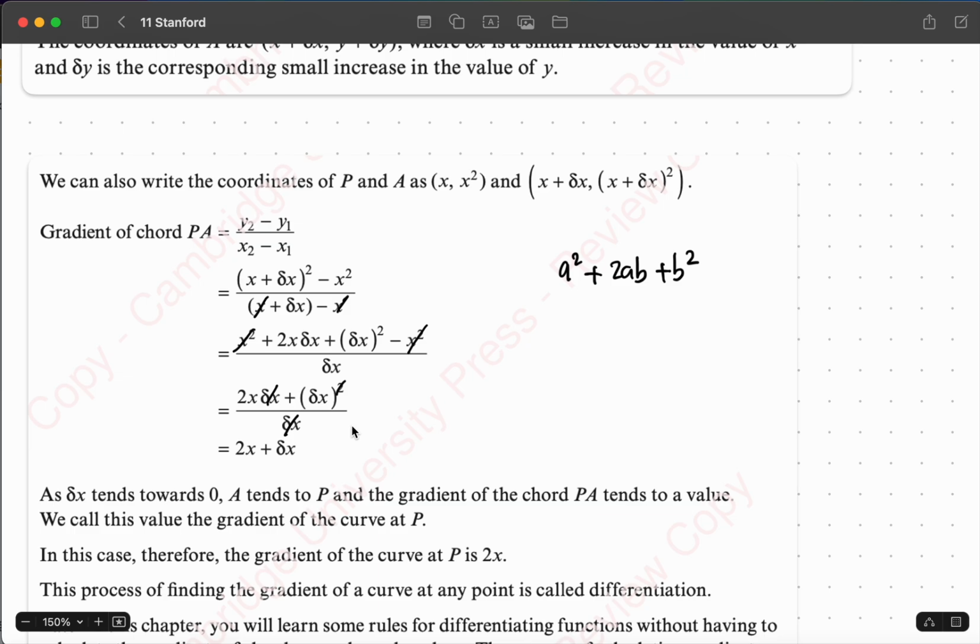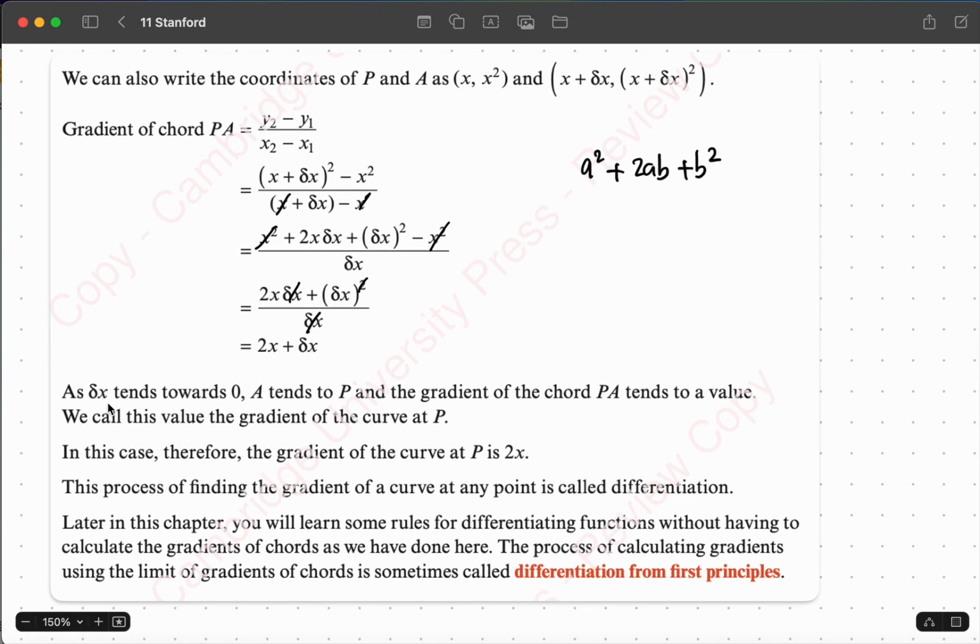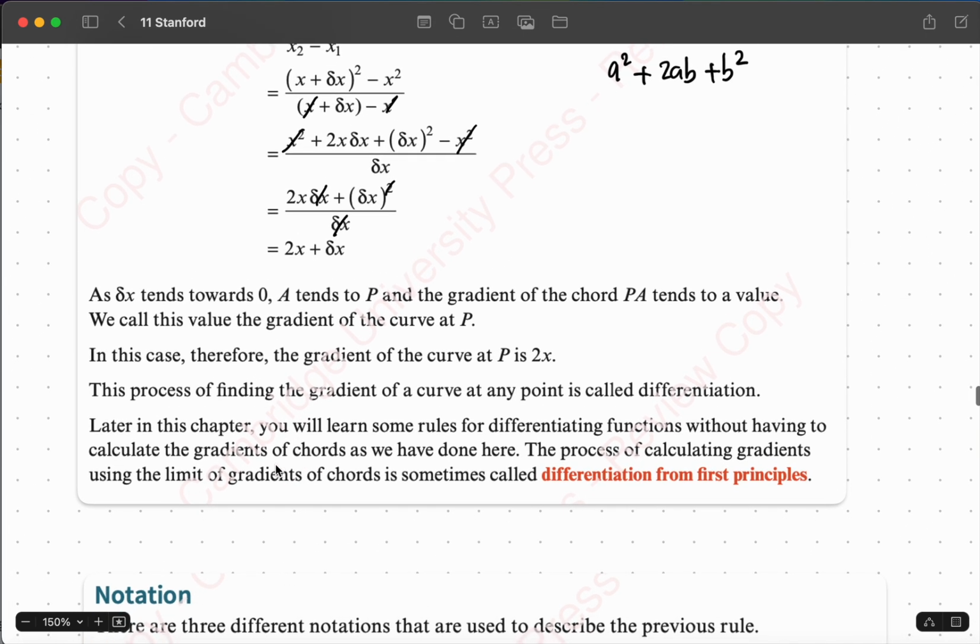Okay, now here it says that as delta x tends towards 0, because it's very close, I've told you guys that A and P are so close. Why does delta x tend towards 0? The gradient of the chord PA tends to a value, which we call the gradient of the curve at P. In this case, the gradient of the curve at P is 2x. Okay, so because it tends towards 0, we can say that the gradient is 2x.